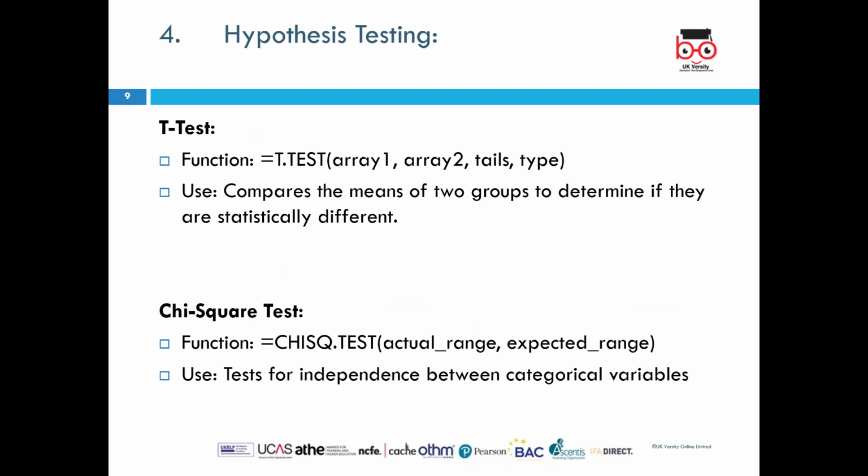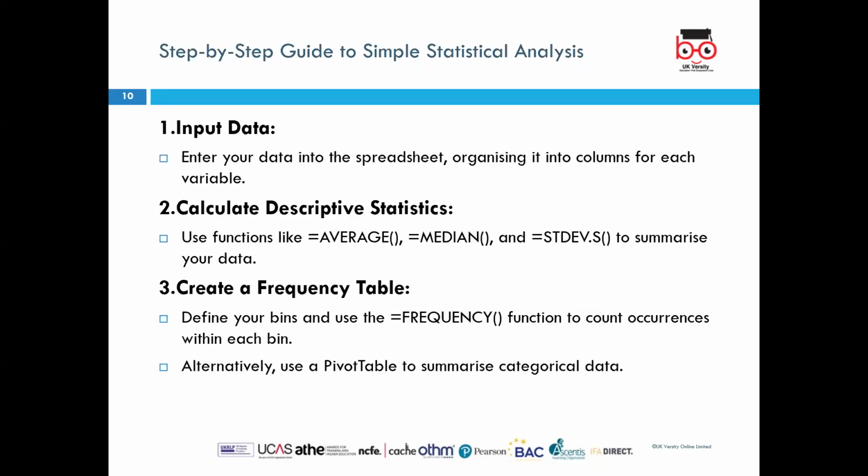Hypothesis testing, as we've seen from a previous tutorial, we have the t-test and the chi-square test. With the first one, we use it to compare the means of two groups to determine if there is a statistical difference, while the second one, we use to test the independence between categorical variables. So here we have covered the functions.